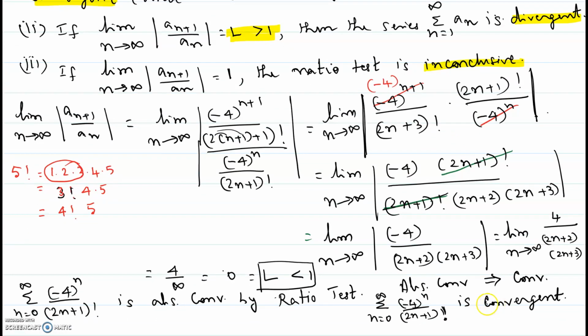So we are showing that the limit is less than 1, and therefore it becomes absolutely convergent. And absolute convergence means convergent.